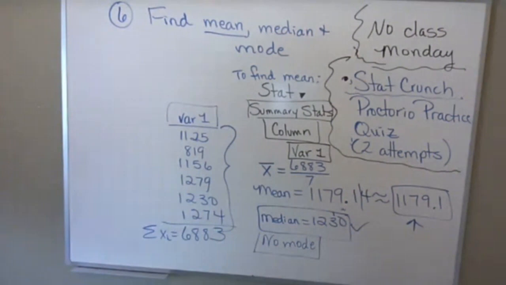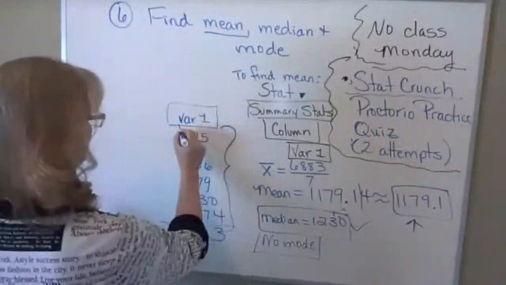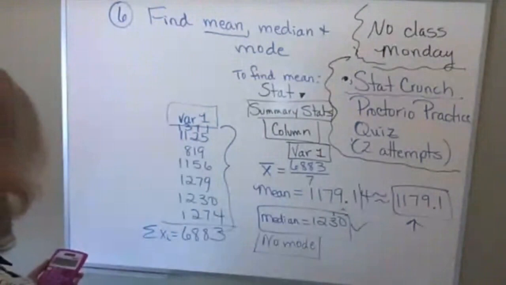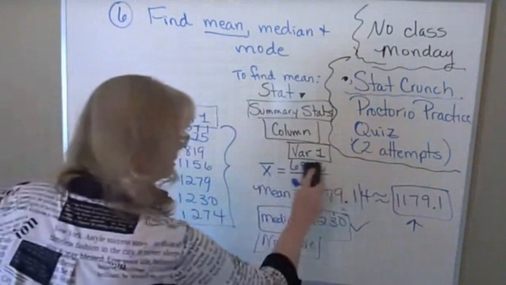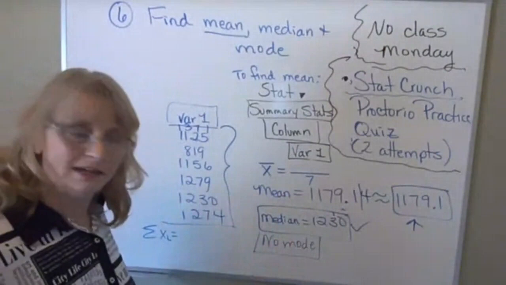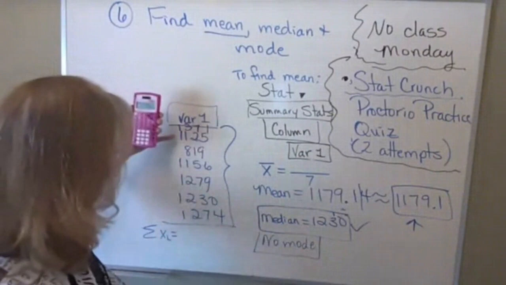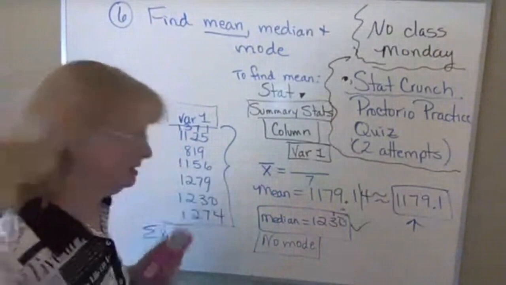1125, 819, 1156, 1279, 1230. Oh, there's a 1371 in there. So that I didn't see. So I need to add that 1371. And that changes my sum. So these are things, did you notice how I double check on myself? I know there's 7 data values, okay? And I double checked and I realized, hey, I only have 6 numbers here. So then I have to go back and figure out, okay, which number am I missing? And now I know I need to adjust.